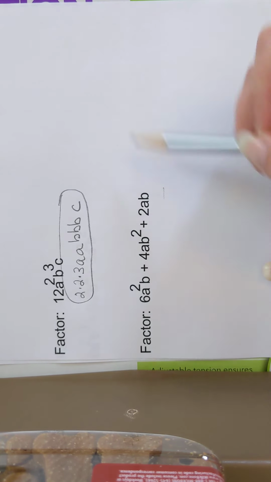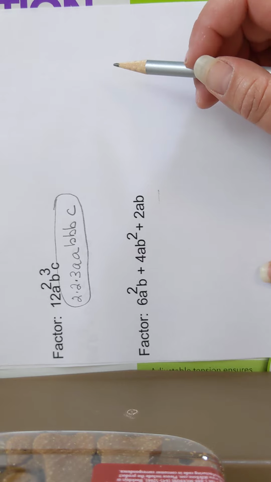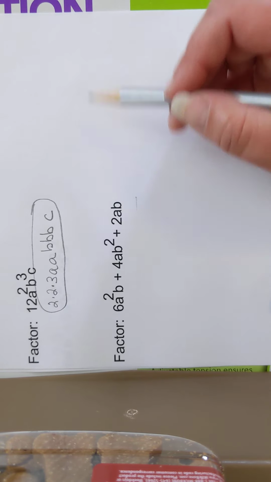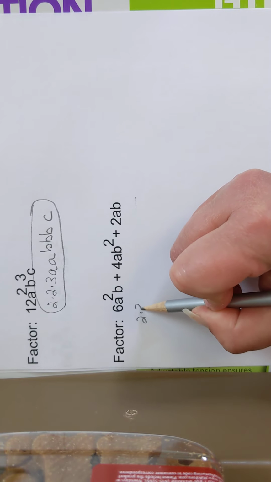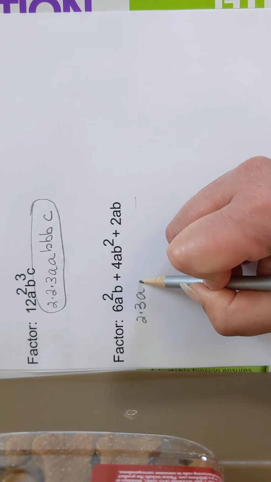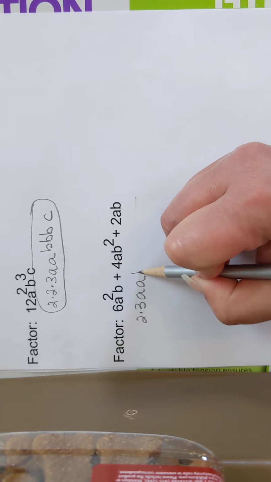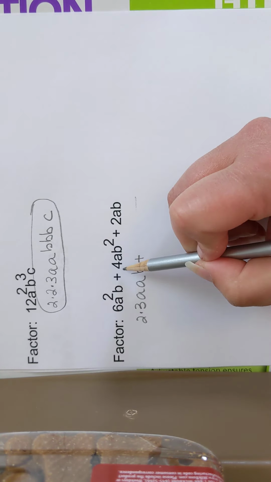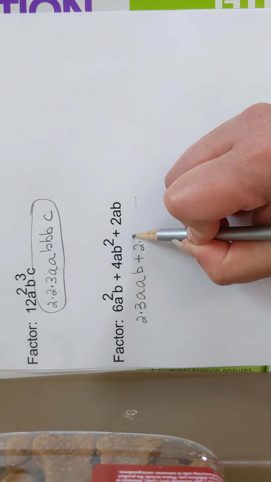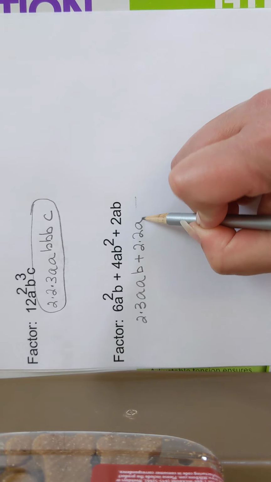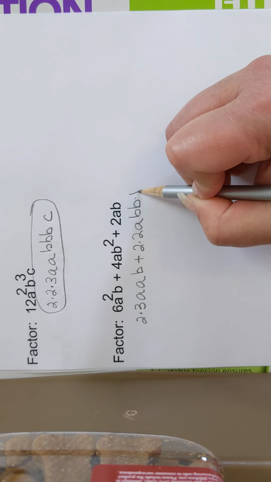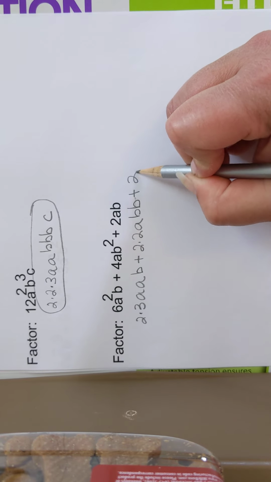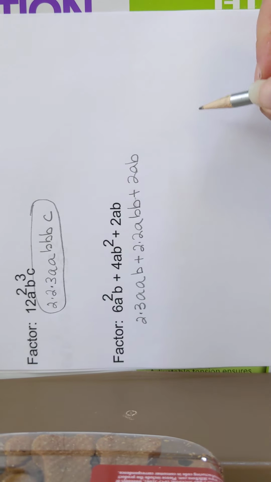Okay, let's factor. Here we have a trinomial. So let's take this down into its primes. So 6 is 2 times 3, a squared is a times a, and then b, plus 4 is 2 times 2, a, b squared is b times b, plus, well, this one's already in prime form, 2ab.